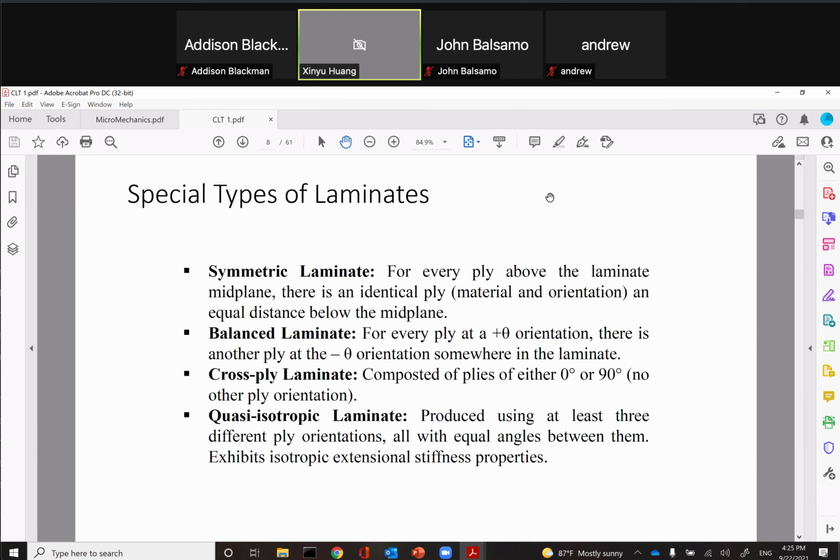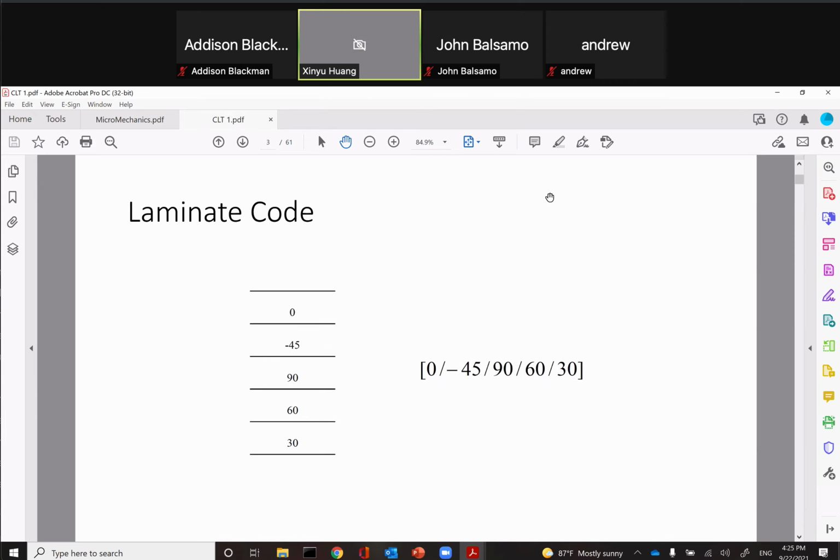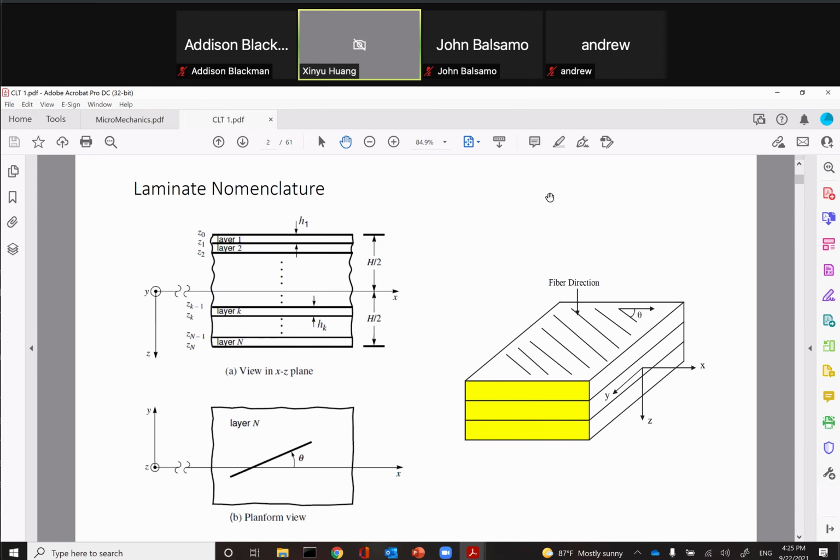Symmetric laminate is pretty simple. It's just what we said. So for every ply above the laminate midplane, there is an identical ply an equal distance below the midplane. So if you imagine the midplane of the plate, the midplane is this plane. This is a very important plane.